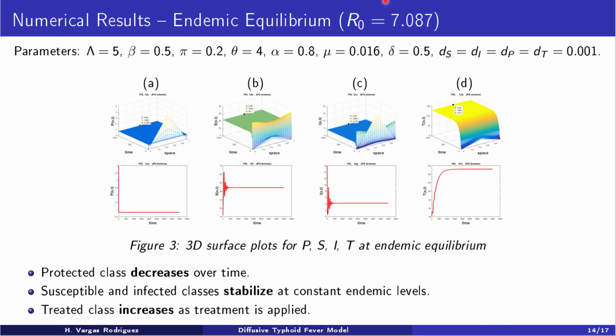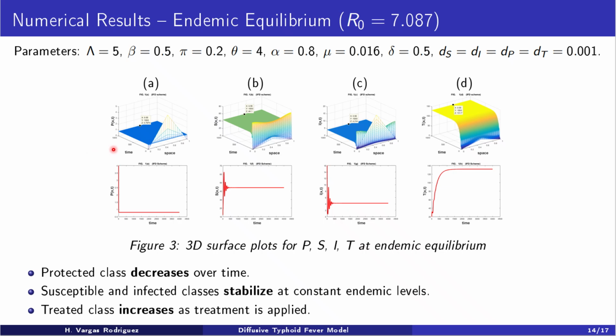Let us now look at the numerical results. In the first example, we set the parameters to produce an endemic scenario with R0 equal to this value. The diffusion coefficients are set to this value. The four 3D surface plots together with the 2D profiles show the spatial temporal evolution of each compartment.